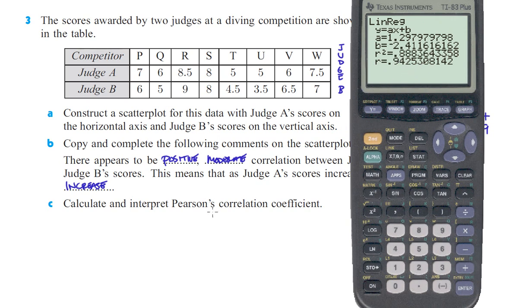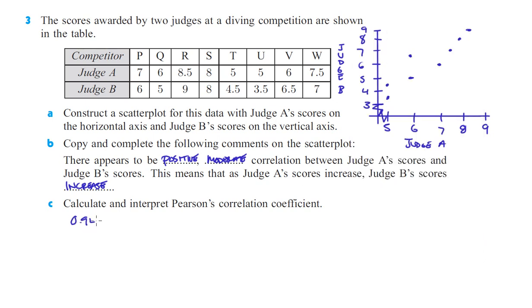Okay, so calculate and interpret Pearson's correlation coefficient on that one there. So it's 0.943. 0.943 is our R value. Okay, so that means it's not moderate. That means it is strong. Okay, anything over a point, what was it, 0.75?